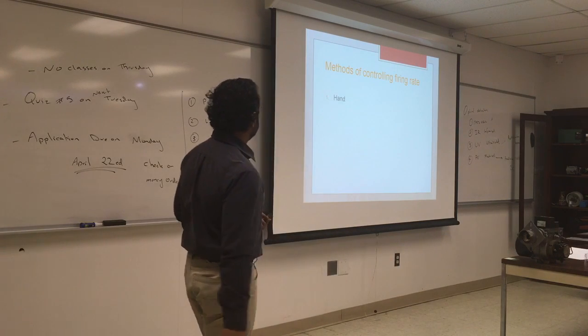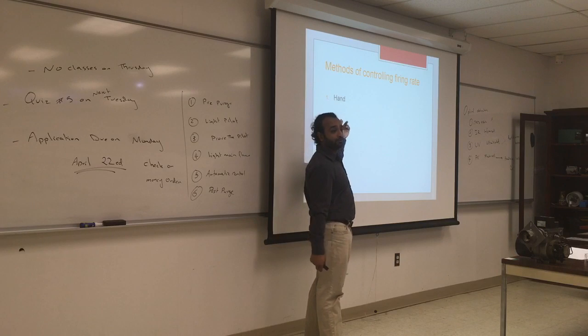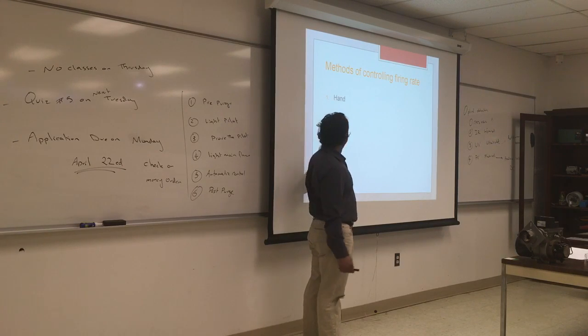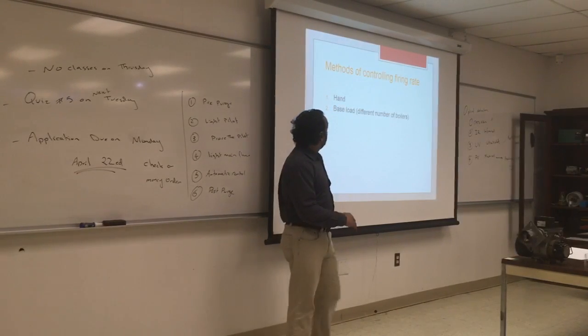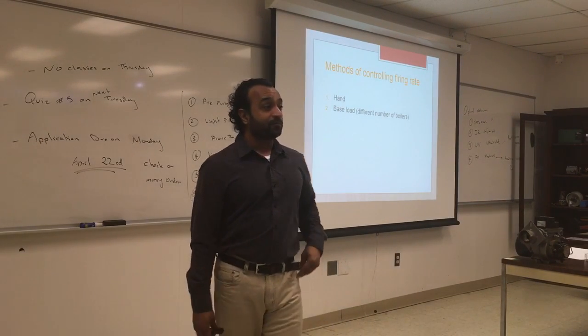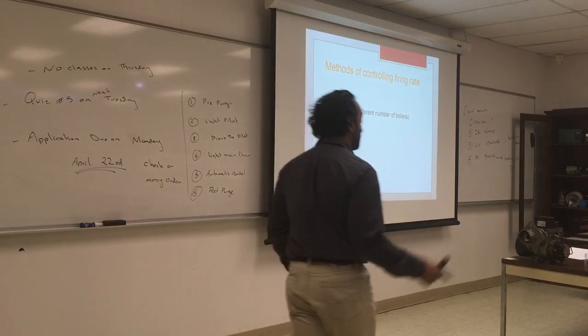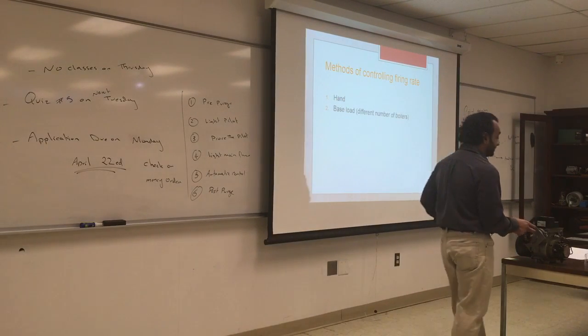So there are a few methods to control firing rate. You can control it by hand, open up more flow, and adjust the air. It's something called base load. Base load is very interesting. Probably you'll see that in big commercial buildings, and probably you'll see it also in some residential buildings.